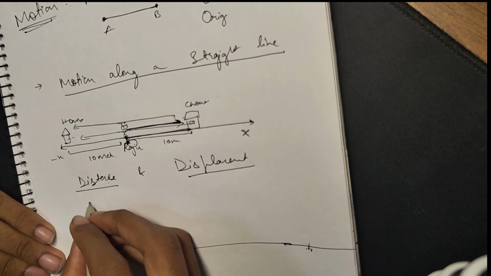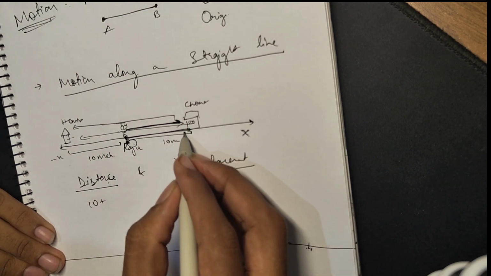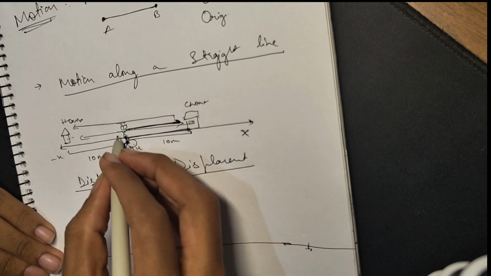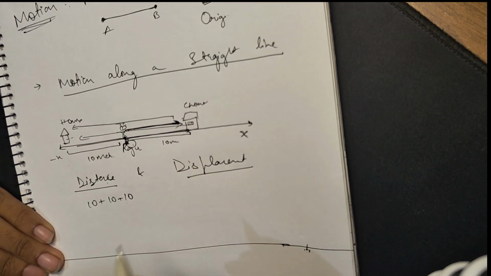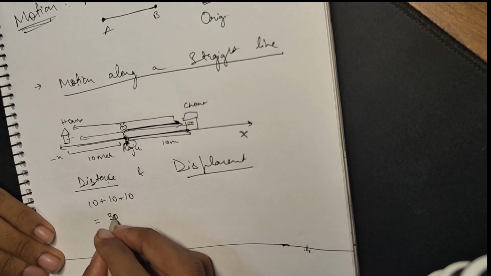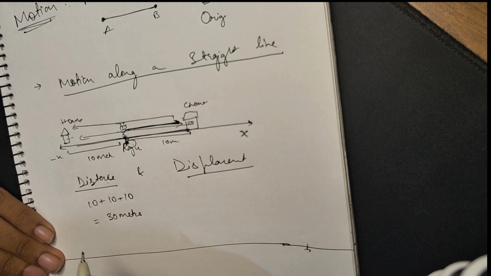10 meters to the shop, plus 10 meters back to where he came from, and then 10 meters to his house. So all the distance he has traveled is 30 meters. This is the distance.